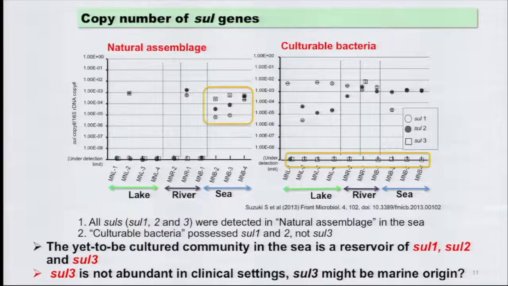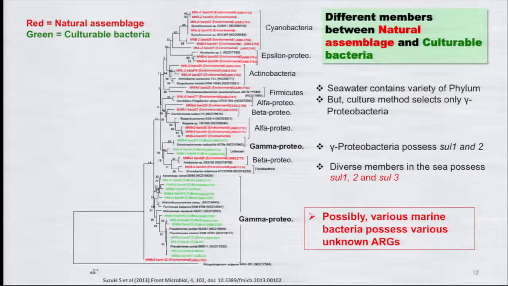SAR 3 is known to be not abundant in clinical settings. So we are thinking that SAR 3 might be of marine origin. Recently, a quite new SAR gene, SAR 4, was found in the deep sea. So I think some unknown genes are still in the marine environment.